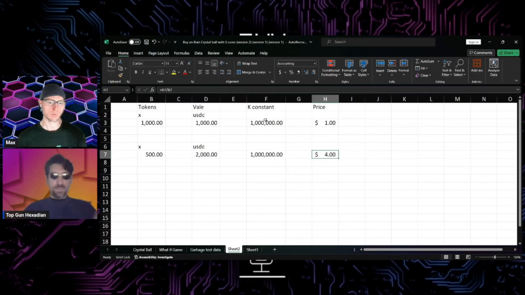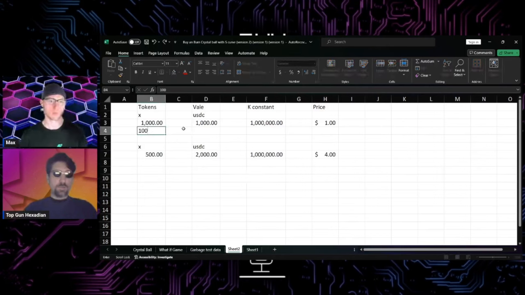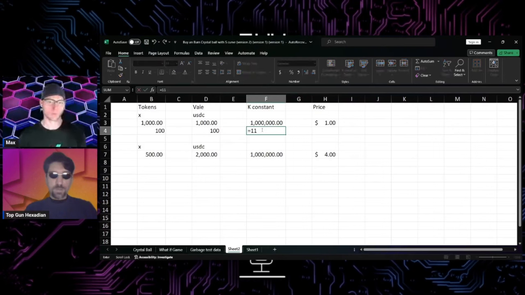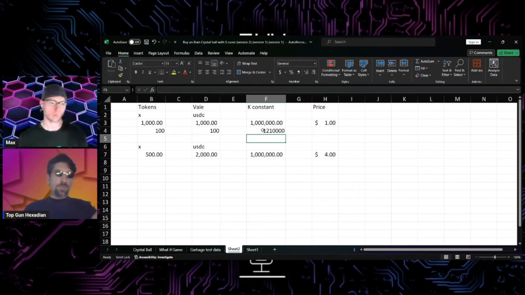Now, this works great as long as K actually stays constant, but the thing that's happening is rather than just buying and selling, people are coming along and going, well, you know what? I'm going to add $100 and $100. And they change the K number because now this would be equaling 1,100 times 1,100. And so we have a completely different K number. So as people add and remove liquidity while they're making the market, they can change this on us.